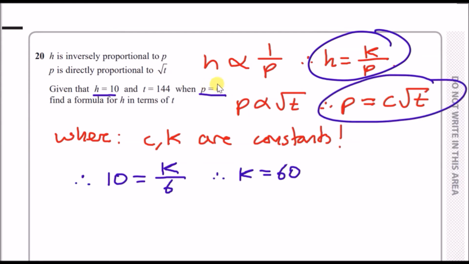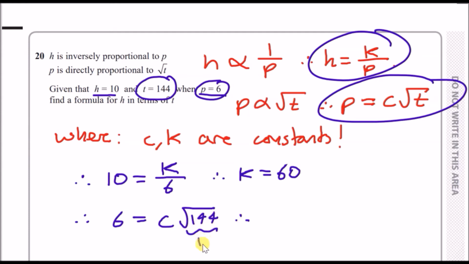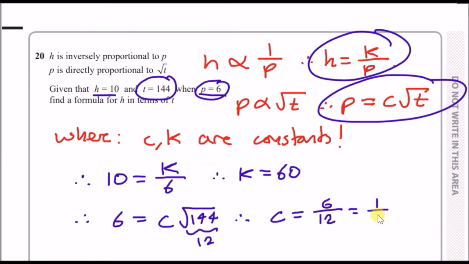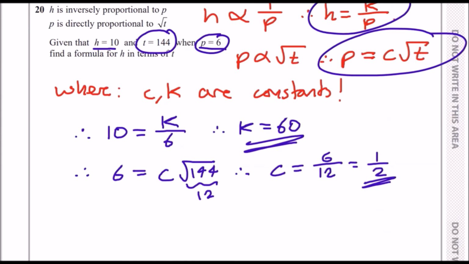Now for the second part, we use the t and the p value. Again, using the second equation, pop those values in. So you have 6 equals c times the square root of 144. Well, the square root of 144 is just 12. And then divide 12 across, so you get 6 over 12 for c. And that means c equals a half. And that's it guys. So now we've found the two values. Let's go ahead and update our k and c, by putting k equals 60 and c equals a half.